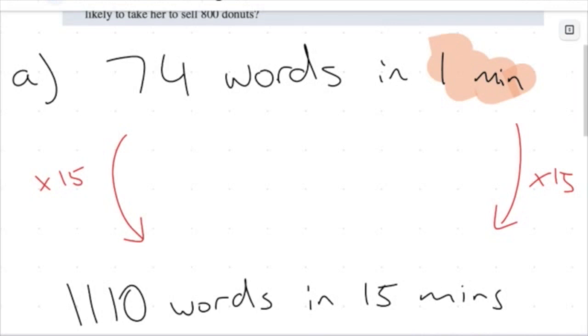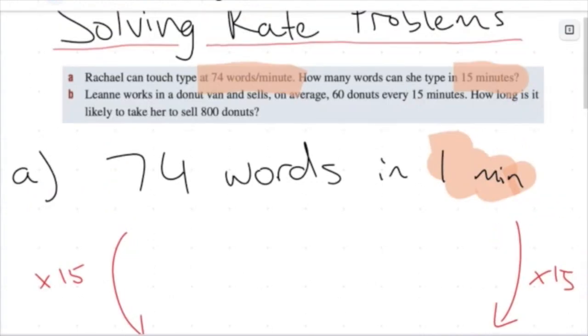So this question is slightly different because we're given a rate and we want to find a new amount of words for a new amount of time. So we're given a rate of words per minute, and now we're just trying to find how many words we can find in a certain amount of time, in 15 minutes. Now let's look at part B.